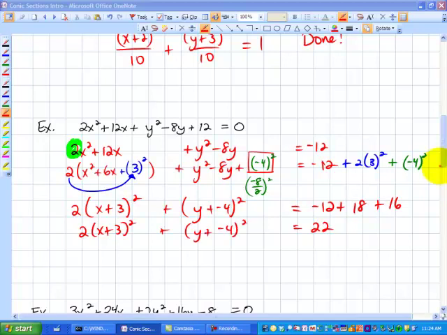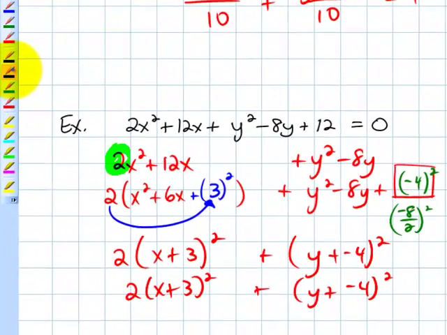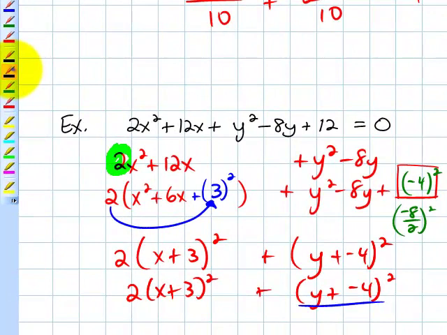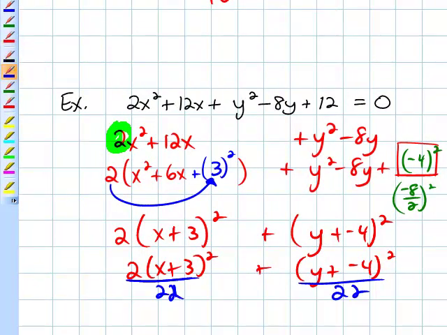And I've got all this junk over here. So now I need to divide everything by the 22 to get the 1 all by itself. Oops, 22. And I finally end up with x plus 3 squared over 11. Where did the 11 come from, Mr. Hampton? Well, this 2 and the 22 here cancel, and it'll become a 1 and 11. And then I've got y plus negative 4 squared over 22 equals 1. There we go.